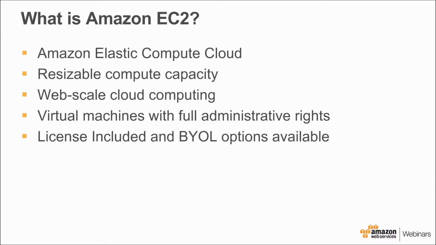Okay, so what is Amazon EC2? The Amazon Elastic Compute Cloud is a web service that provides resizable compute capacity in the cloud. It is designed to make web-scale cloud computing easier for developers. But how does it do that? Well, by making available virtual machines where you have full administrative rights, including sysadmin rights in the case of SQL Server. These instances can be initialized and terminated within minutes as needed. License options include the license included as well as BYOL or bring your own license.